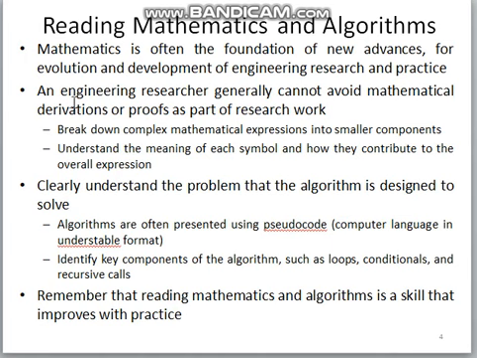Next, the second topic is reading mathematics and algorithms. Mathematics is often the foundation of new advances for evaluation and development of engineering research and practice. An engineering researcher generally cannot avoid mathematical derivations or proofs as part of research work. It consists of breaking down complex mathematical expressions into smaller components and understanding the meaning of each symbol and how they contribute to the overall expression.